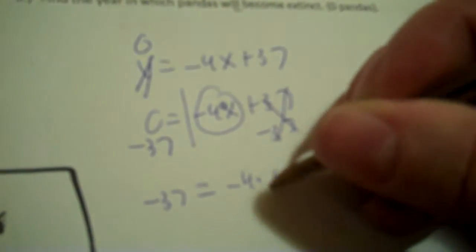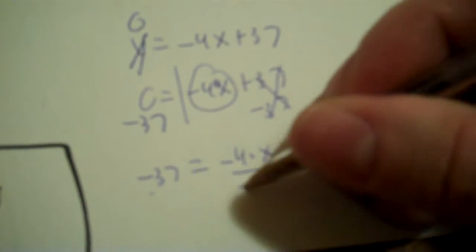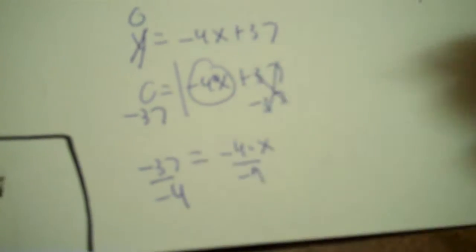Now you're solving for x, so get the x by itself. It's got times and plus. So you minus 37. That'd be negative 37 equals negative 4 times x, then divide by negative 4. And x is 9.25. Okay, so put 9.25 years. It's 9.25 years.